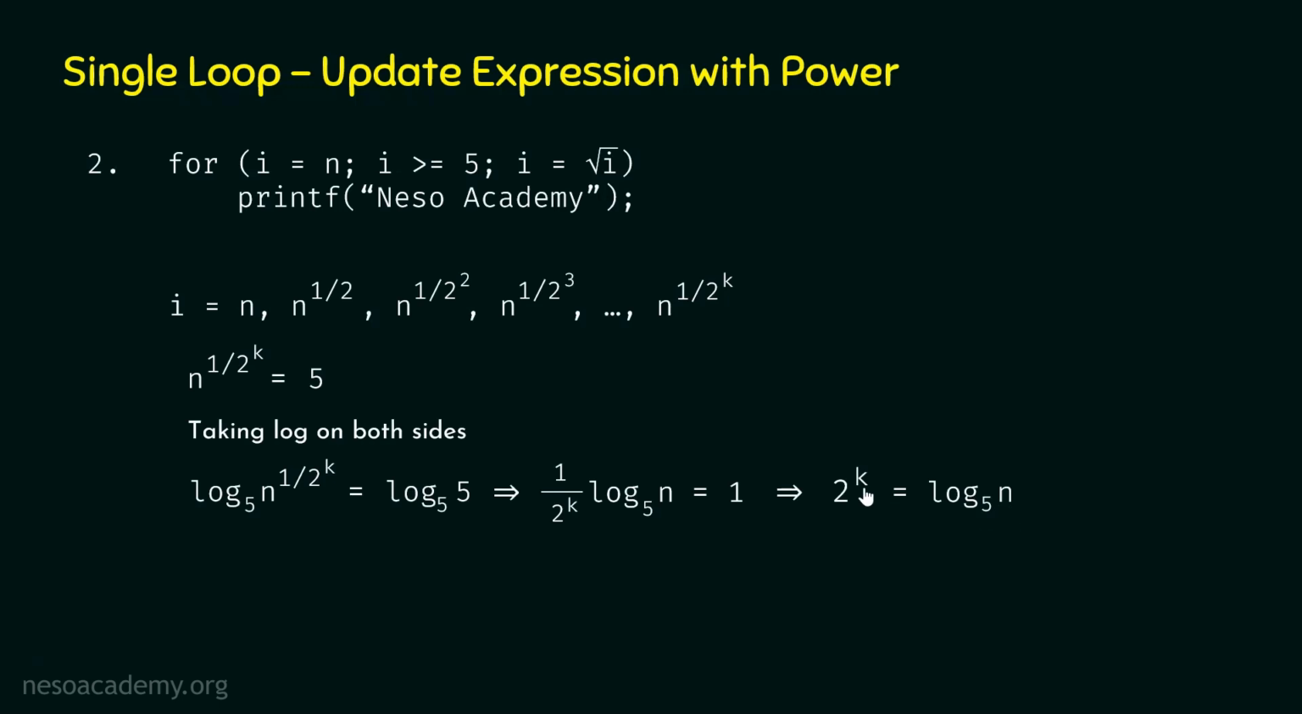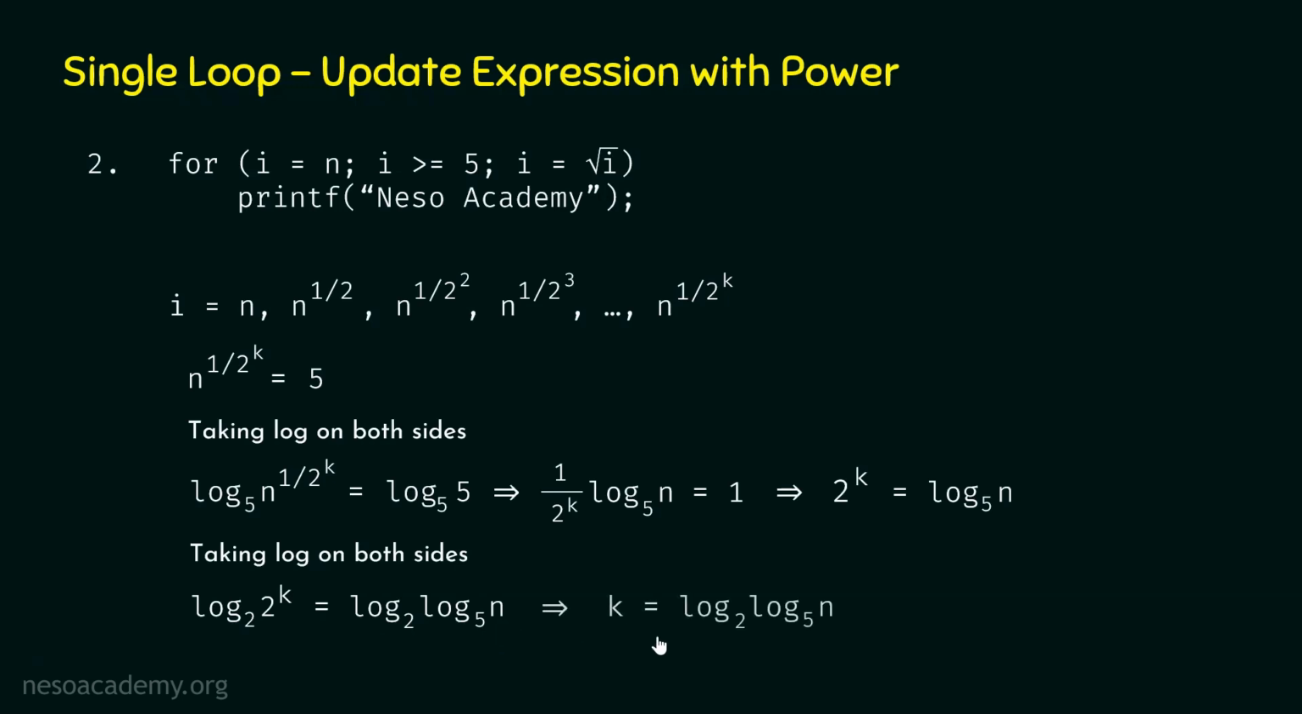Now we want to bring k to the base. Again, we need to take log on both sides. This time we will take log base 2 on both sides because here we have the constant 2. Now let's take log base 2 on both sides. We will get log 2 power k base 2 on the left-hand side and log of log n base 5, base 2, on the right-hand side. This is equivalent to k. So this equation gives k equal to log base 2 of log n base 5.